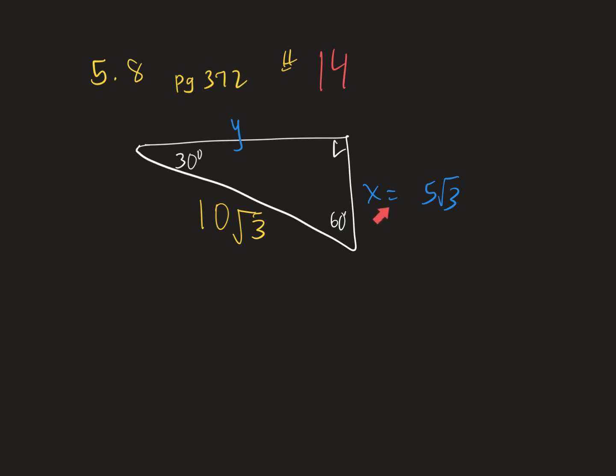Next, to go from the short leg to the long leg, we'll multiply it by root 3. So y is equal to the short leg multiplied by root 3. And we can multiply the numbers under the square root sign. 3 times 3 is 9. And 5 times the square root of 9 is 5 times 3. So y is equal to 15.